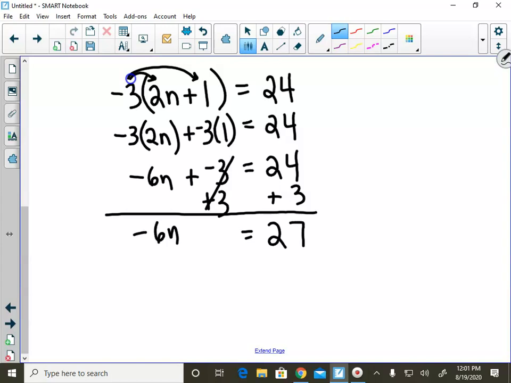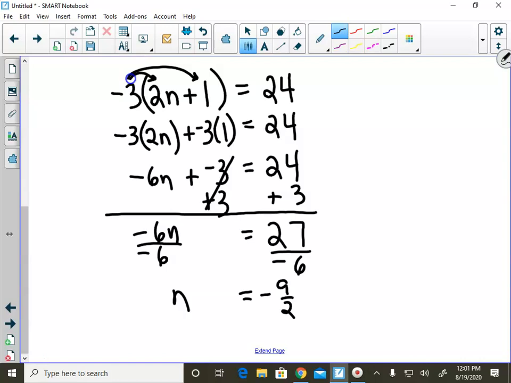And then I would divide both sides of the equation by negative 6, because at this point, all I have left is multiplication in my problem. So I'll divide both sides by negative 6, and that's going to tell me that n is equal to, and if I just reduce that down, hopefully you can see that 3 goes into both of those numbers, I'm going to end up with negative 9/2. And that is one way to solve the problem.